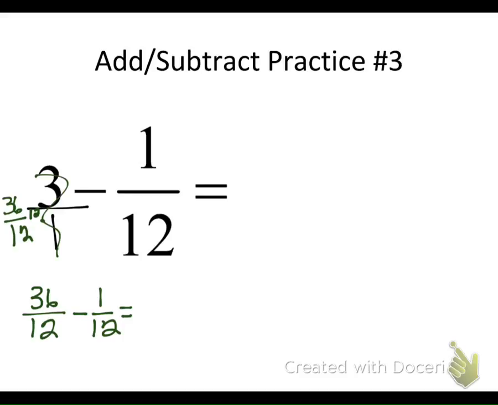Okay. So go ahead and subtract your numerators. So what's 36 minus 1? 35. Over 12. Okay. Can you simplify this? Can you take and simplify it by 2? No. By 3? No. By 5? No.